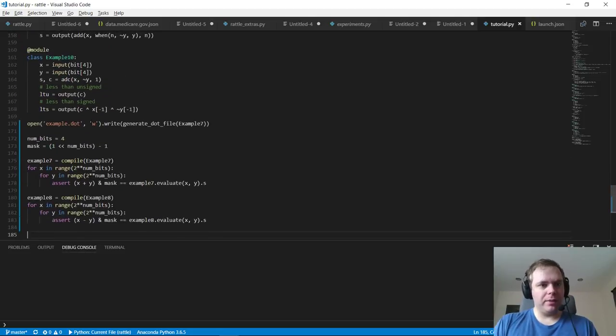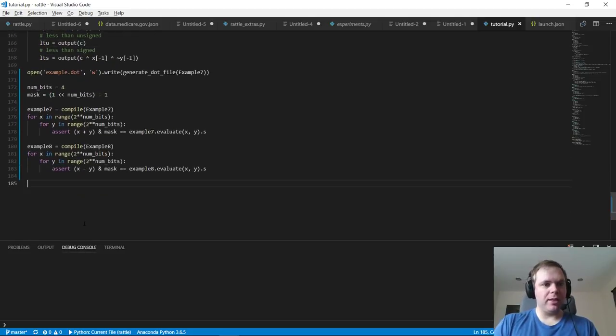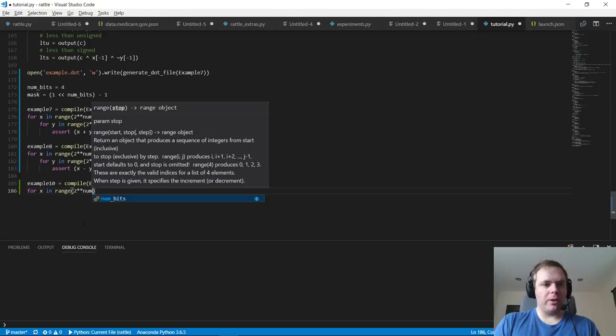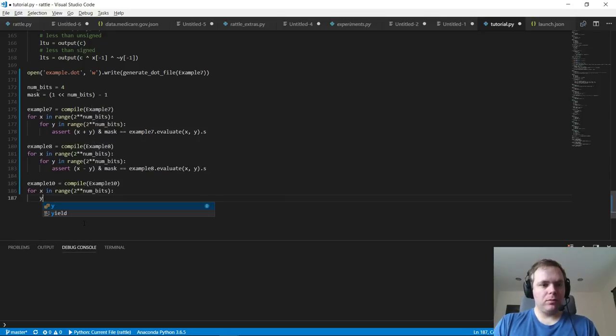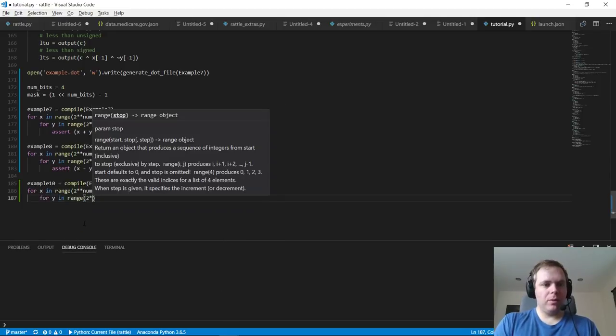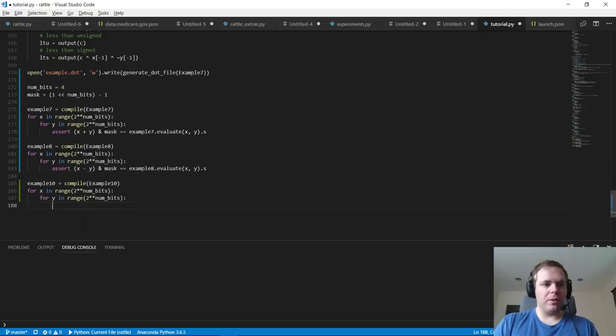Now let's try this example 10, which is where we had, I would say, uncertainty about... These are still 4-bit, right? Yeah. There was some uncertainty around whether those equations were right. So let's start with the unsigned.